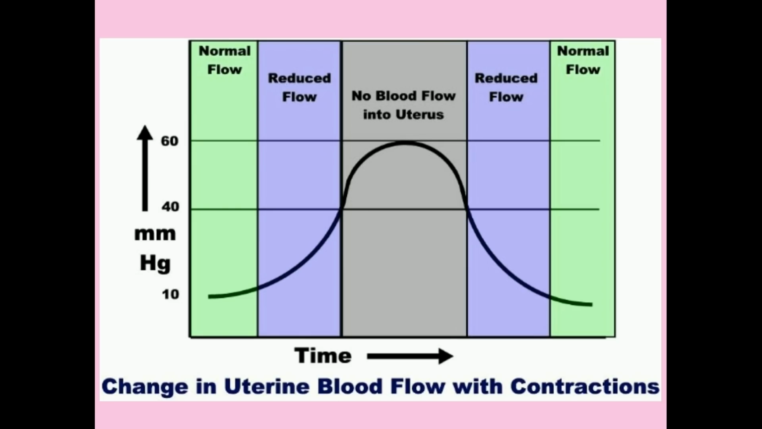The problem is going to come when there's already issues with blood flow to the placenta. So if you already have an inadequate blood flow to the placenta, and now you have a contraction, this gray area here is going to be wider because you already have inadequate flow. And so it takes much less pressure in order to pause blood flow to the uterus. And so these babies, when there's contractions, the blood flow is going to be paused for a much longer period of time, and they are going to be predisposed to developing hypoxia.